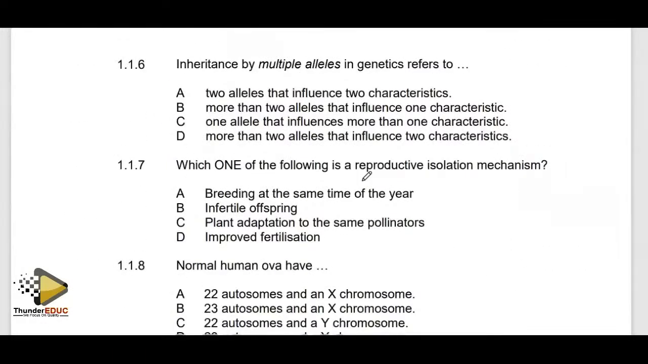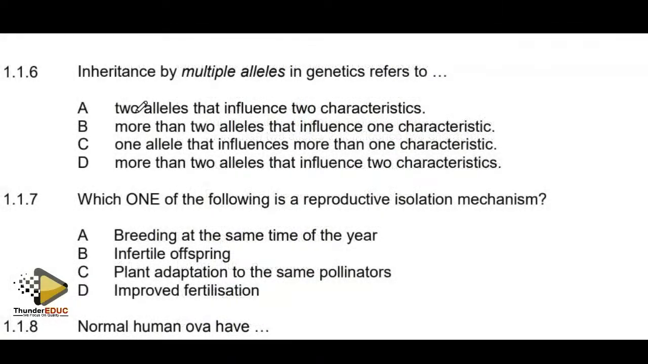Then they are saying that inheritance by multiple alleles in genetics is referred to as 2 alleles that influence the 2 characteristics. 2 alleles, no. It's more than 2. More than 2 alleles, this is correct, that influence 1 character. Yes, it is more than 2 alleles. Then those alleles must influence 1 characteristic.